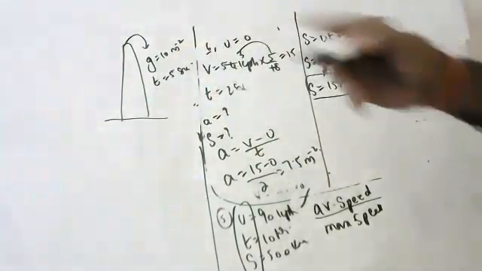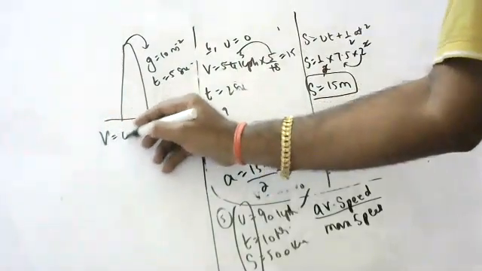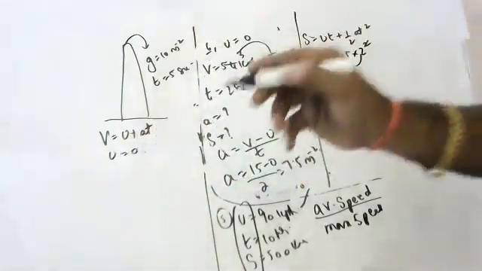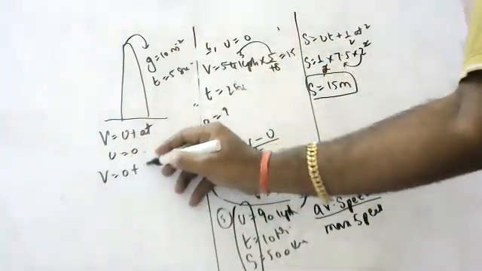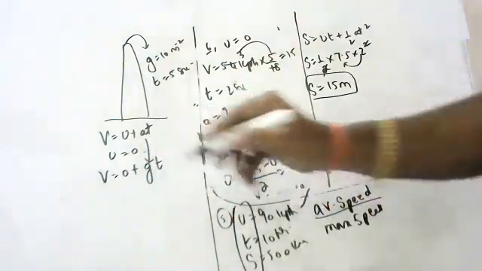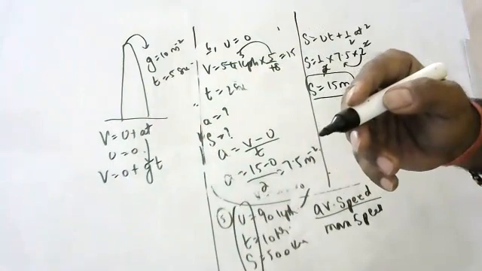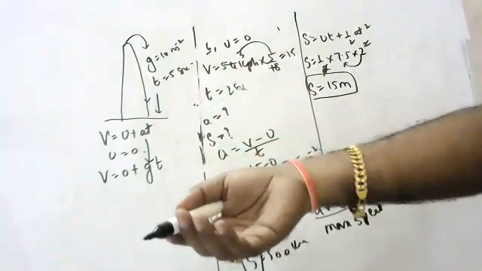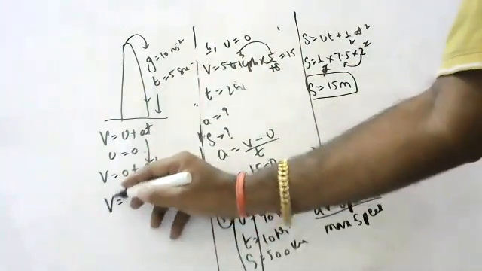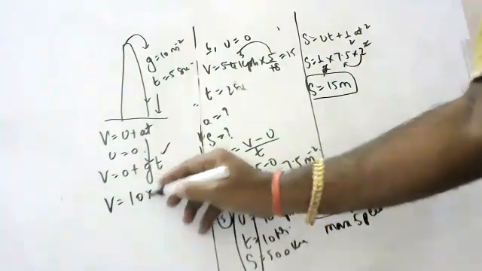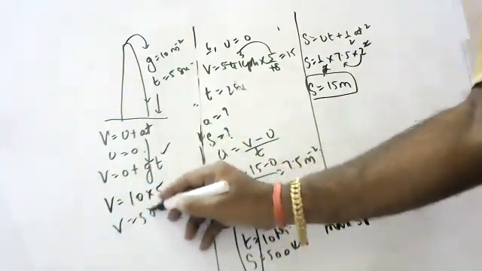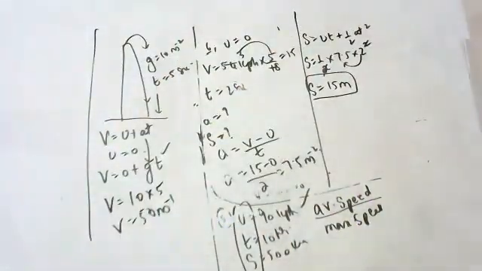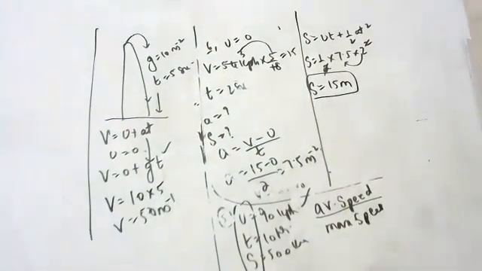What are the equations of motion we have? v is equal to u plus at. For a freely falling body, u is equal to 0, so v is equal to 0 plus gt. Should we take a as plus or minus? Plus, because it is coming towards the gravity. Very good. So v, the final velocity after 5 seconds, is 10 into 5, which is 50 meters per second. After 5 seconds, the body attains 50 meters per second velocity.